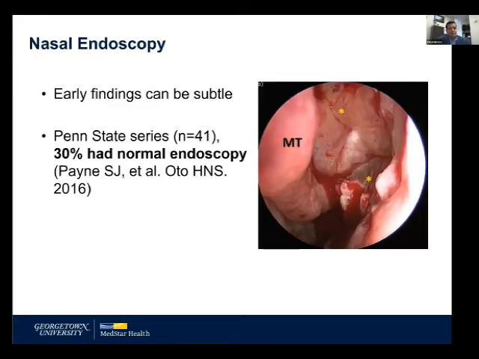Early findings, unfortunately, like the clinical findings, can be very subtle, and up to 30% can have a normal endoscopy. In this picture, we're looking at the left nasal cavity, with the middle turbinate here, the septum here, and the inferior turbinate. This looks like just a little bit of swollen, polypoid mucosa. If you look closely, it's a little bit dusky. It may throw a little clue, but a lot of times it really doesn't look that bad in very early presentation, so sometimes it can be tough.